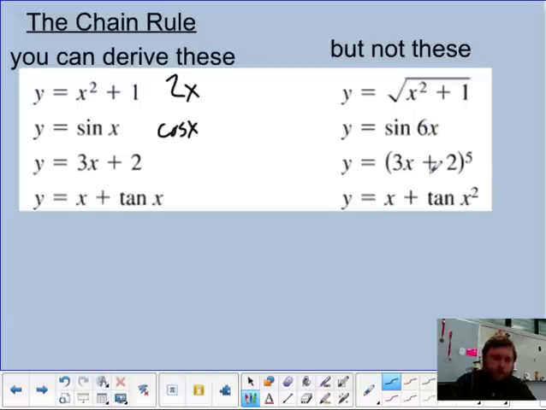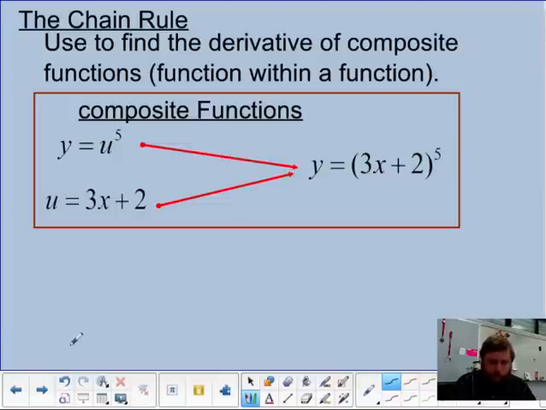We have to use the chain rule to solve these types of equations. So what is the chain rule? Well, we use this when we have a function within a function. This is called composite functions. So for example, y equals (3x squared plus 2) to the fifth. This is the composite form of a function y equals u to the fifth and u equals 3x plus 2, basically combining those into one function.